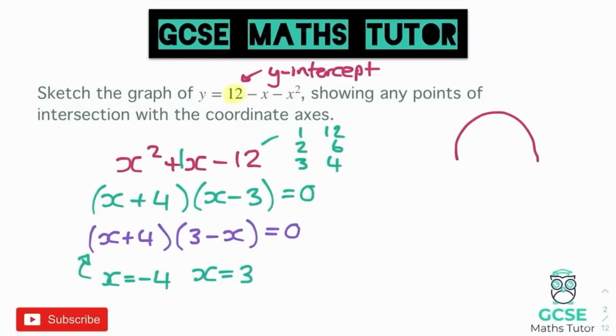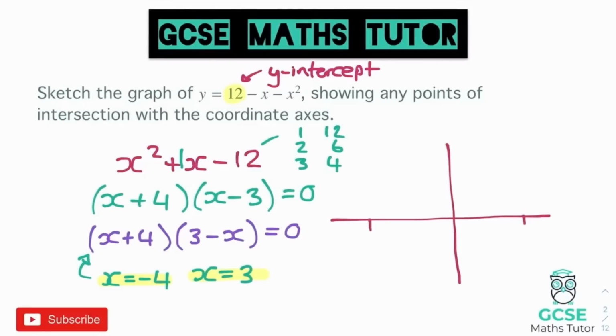We need to actually go about drawing this now. So if I draw just a basic sketch, as it does only say to sketch it, we just need to take into account the fact that of the two solutions, one of them is negative and one of them is positive, and then obviously we have that y-intercept at 12. So I'm going to need to draw the positive and the negative part of the x-axis. We're going to want to go through minus 4 and 3.